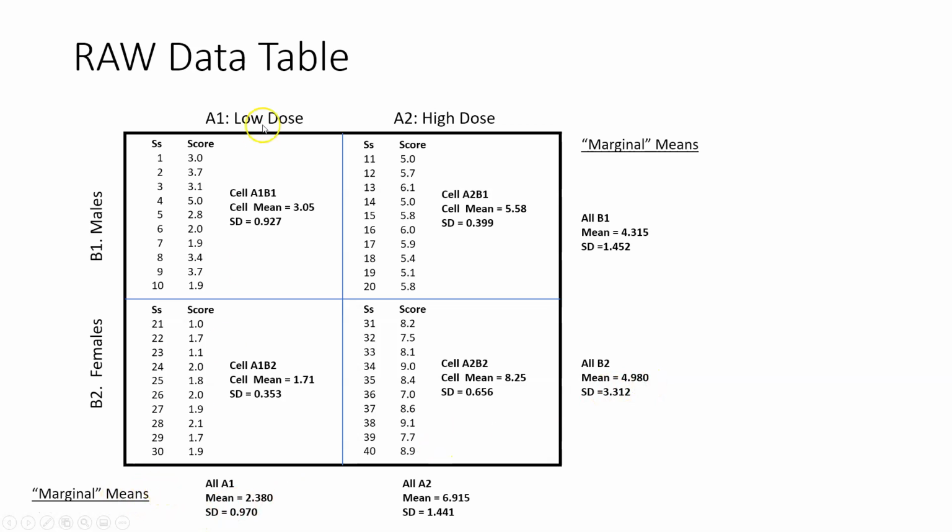If we wanted to compute a main effect for dosage, we would compare the low dose versus the high dose, ignoring the males and females. So we would compare all 20 of these low dosage people, regardless of their sex, and we would compute it as 2.380. That's their energy level. And if we computed all 20 of the high dosage participants, ignoring their sex, we would see that their mean energy levels were 6.915.